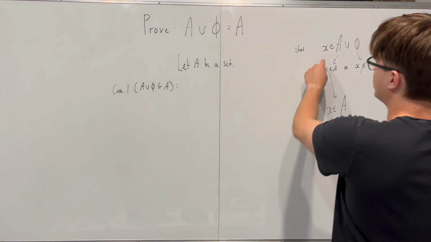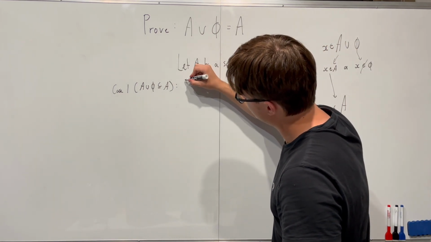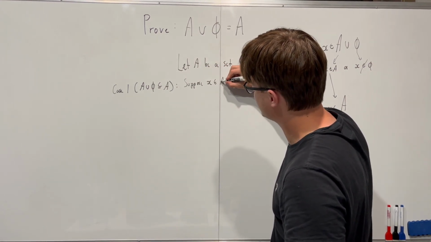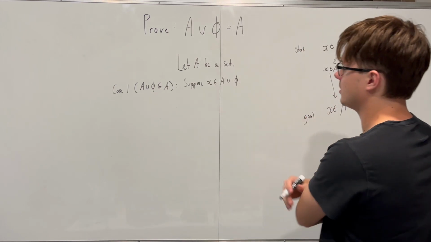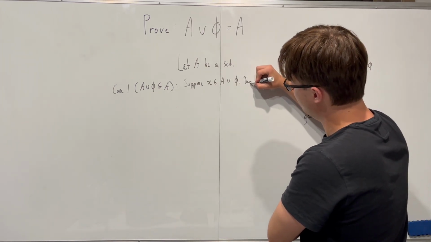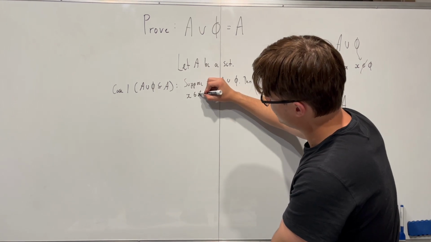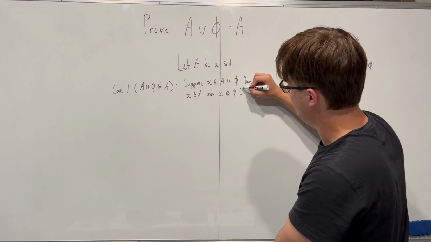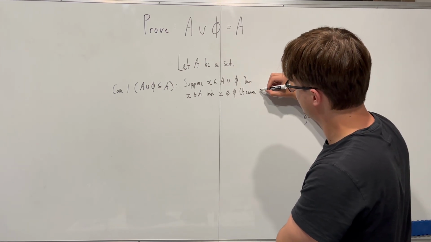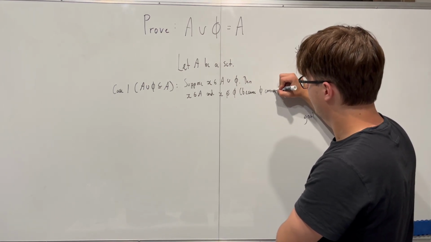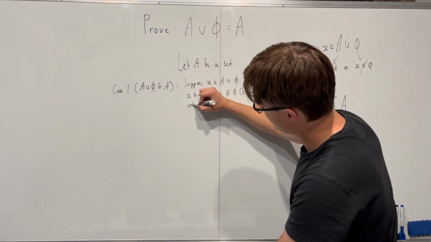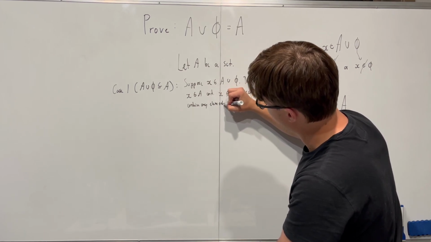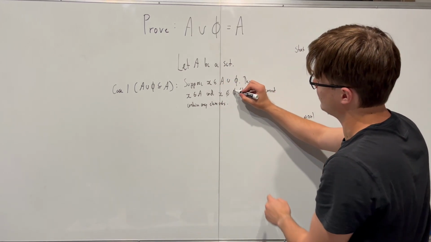Let's first do this by creating our element X. We're going to say, suppose that there exists some element X in our set A union the empty set. Fantastic. Then this means that X is an element of A, and X is not an element of the empty set, and I'm going to put that in brackets because the empty set cannot contain any elements. Fantastic. So there can't be any elements in it.